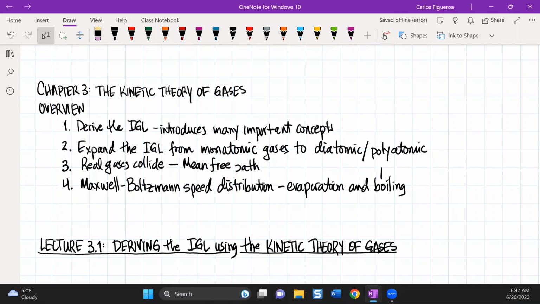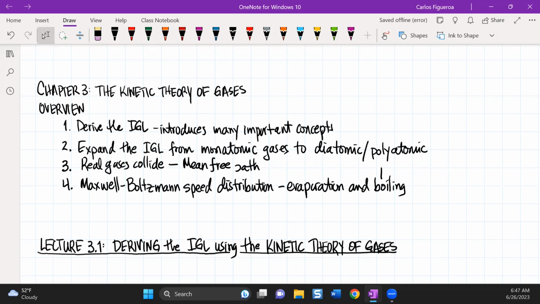Chapter 3, the kinetic theory of gases. Here's an overview. We want to do four things. One, we want to derive the ideal gas law, and the reason why we want to do that is because it introduces many important concepts.